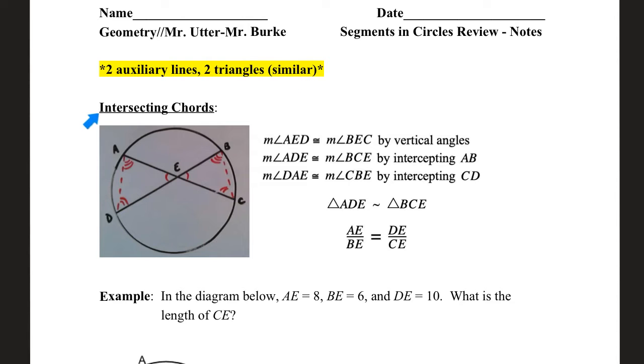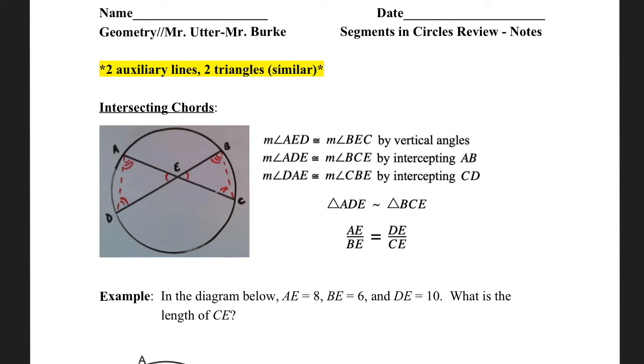So if you notice, the intersecting chords is the same situation that you found in the first video for angles in circles, and that's going to be the exact same thing throughout this whole segments in circles lesson. They are the same scenarios, we're just finding segments in them now. So in this picture, you were given intersecting chords here, and we drew two auxiliary lines from A to D and from B to C.